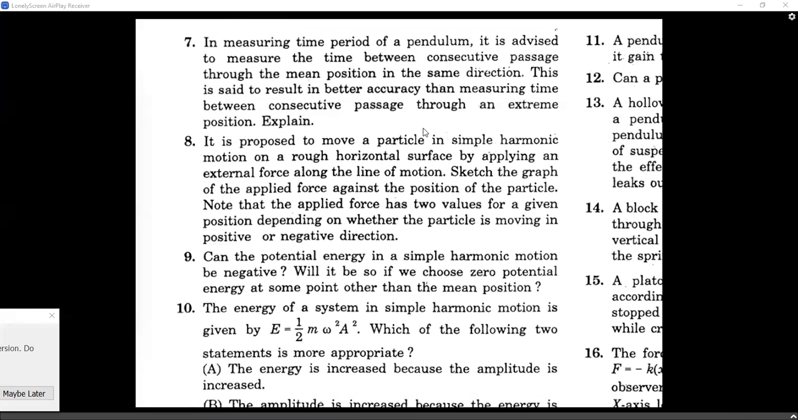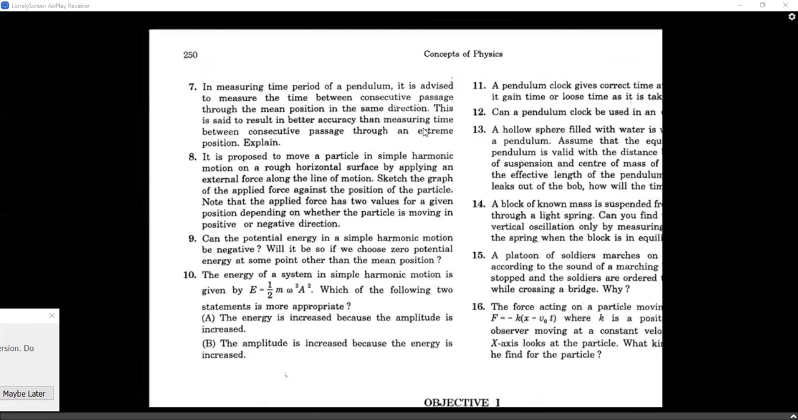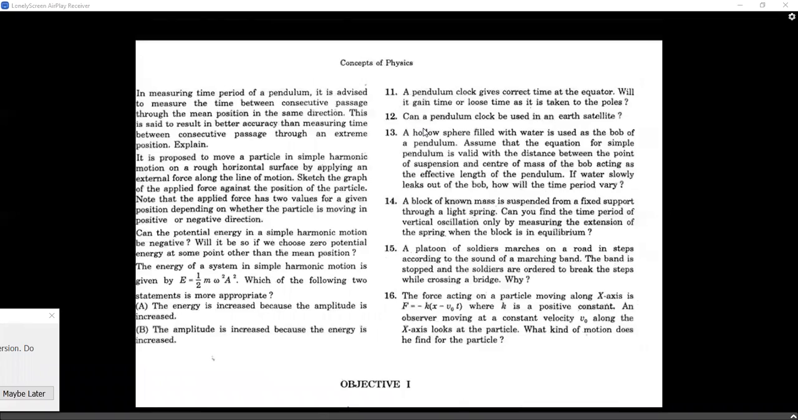Yes, sir. If we take the extreme position as the zero potential point, then at the mean position the potential has to be lesser, so it will be negative. If we take the whole system and put it at some minus 1,000, it is always possible. So the ninth is possible. Then the 13th one, sir.